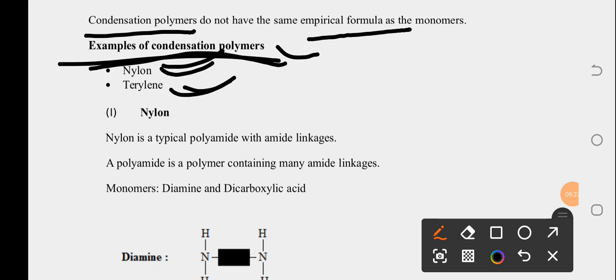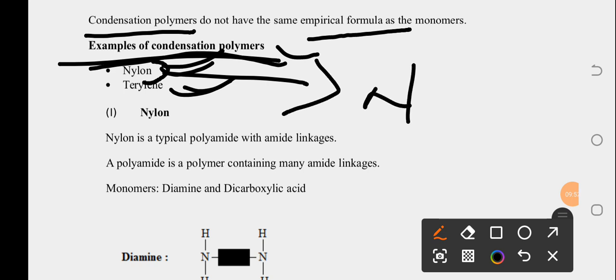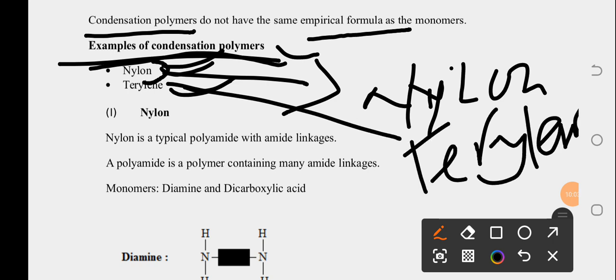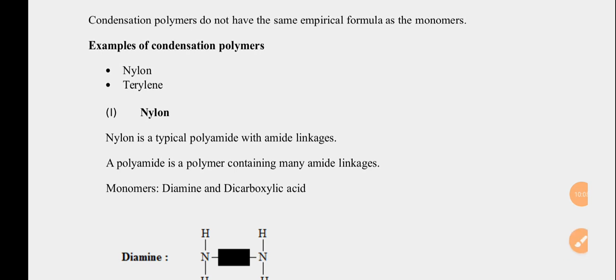Okay, so these are polymers. And due to the fact that these are polymers, we understand that these are formed as a result of the joining up of smaller units which are called monomers. So we are going to understand which monomers we use to produce nylon, and which monomers we use to produce terylene. Okay, so let's begin with nylon.